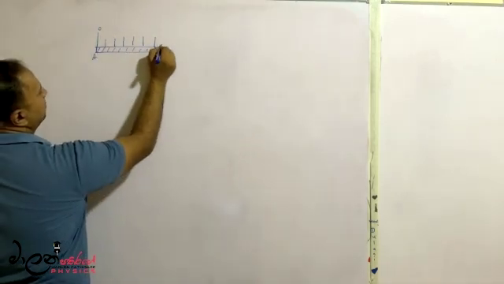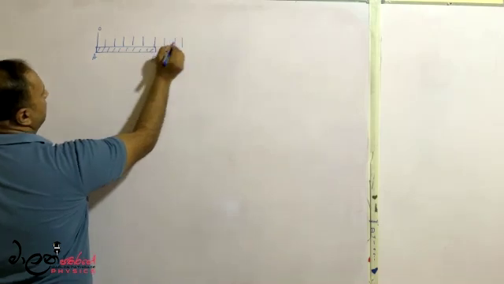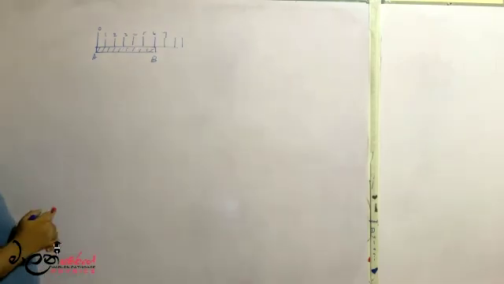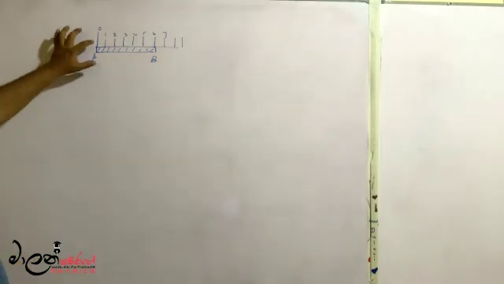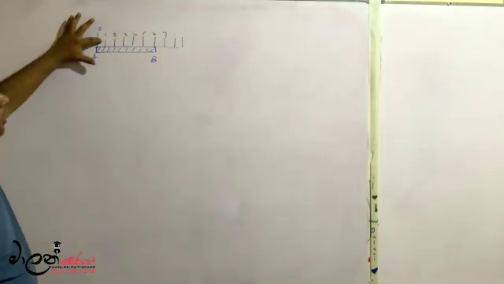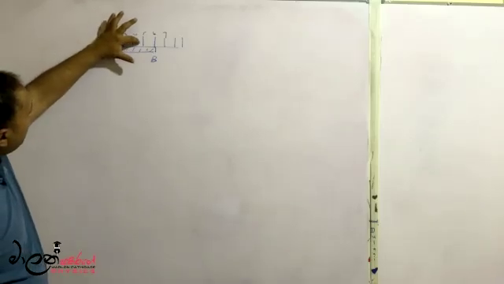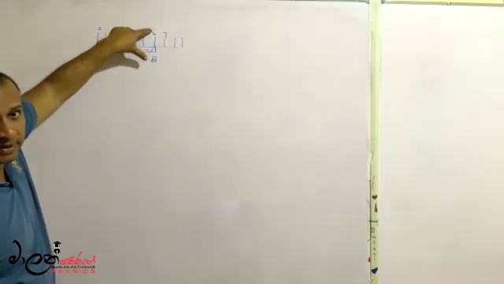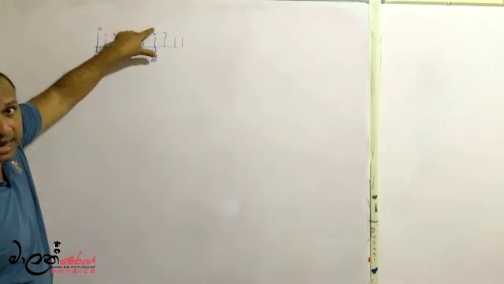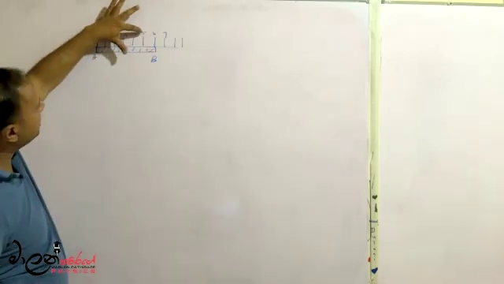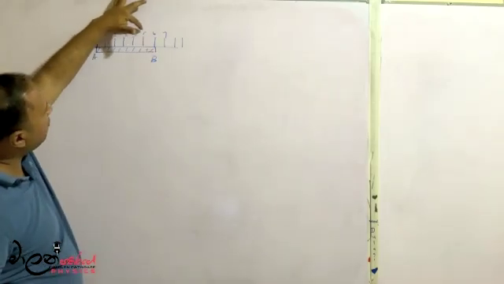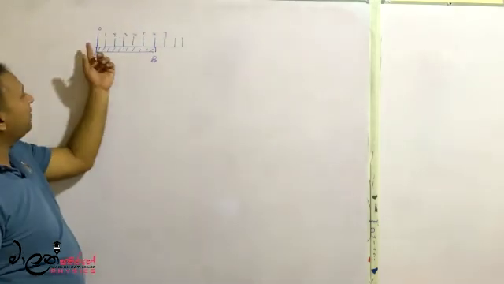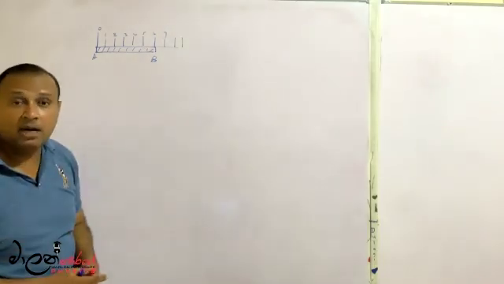0, 1, 2, 3, 4, 5, 6, 7. So when you are taking a measurement, you are going to take the number of gaps. 1, 2, 3, 4, 5, 6. Now there are 6 gaps. That number is mentioned here on the scale. Therefore, this number represents the number of gaps up to that mark.